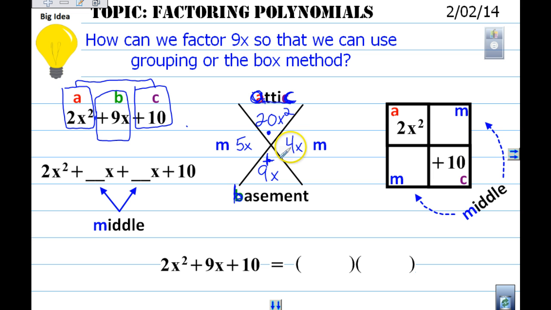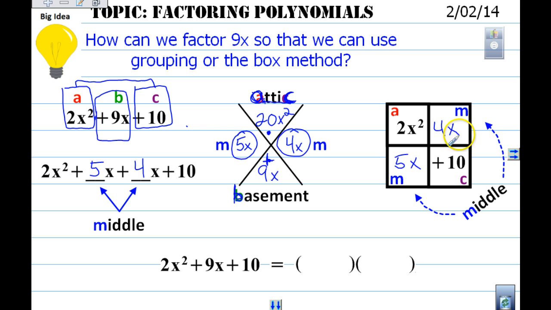So 5x times 4x equals 20x squared. 5x plus 4x equals 9x. And those are the same as 9x. 5 and 4 are the same as 9. What I've done is I took this trinomial, and now I have 4 terms which will fit in the box, just like we used to.